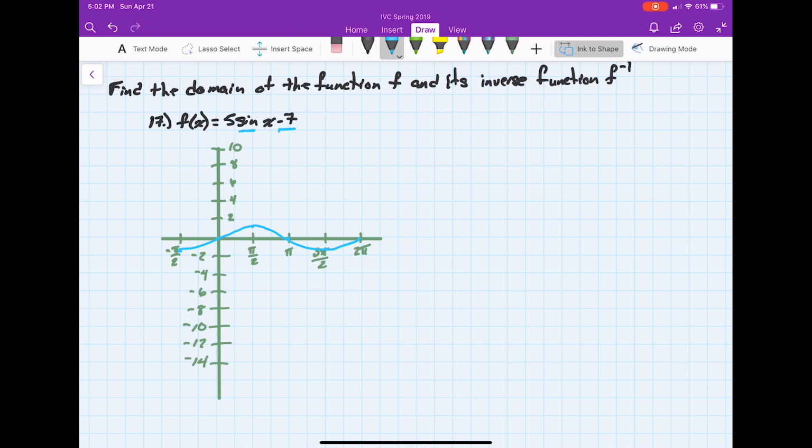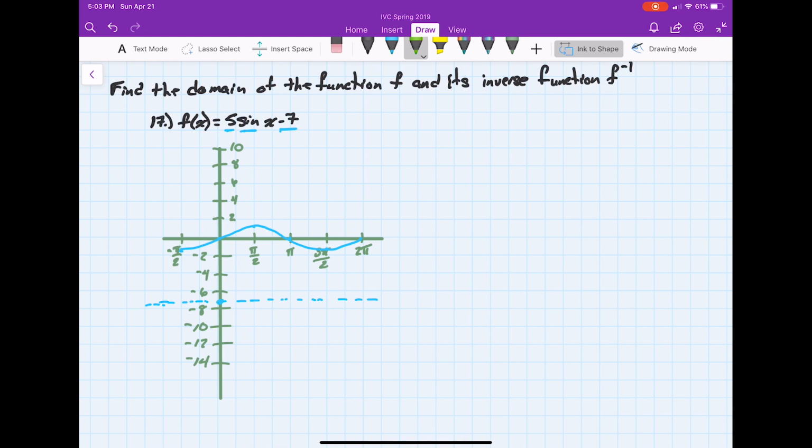I look at this -7 first. I'm going to be basically moving the center of this axis to -7. So it's going to be reflected across the -7 because it went down 7. And then my amplitude of this is 5. So now wherever it was at pi over 2, that would be 5 up from there. Let's plot our first point here. It's going to be 0, -7. Count up 5 from this line, and there's that point.